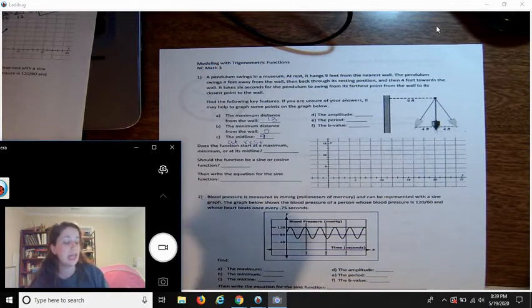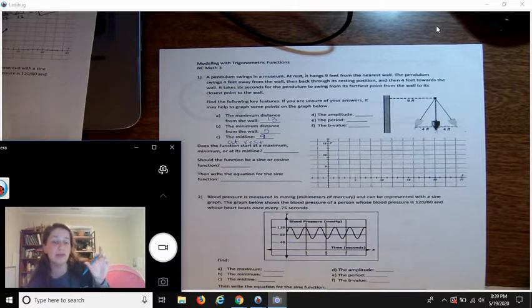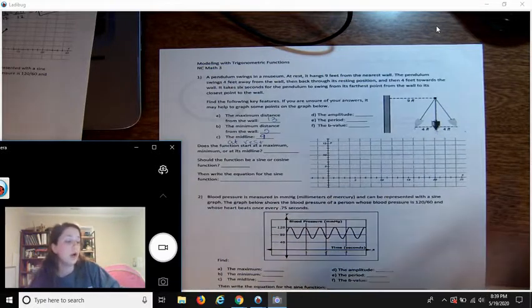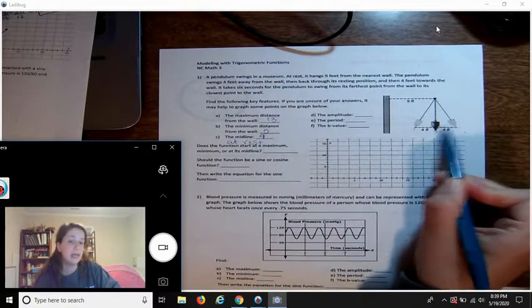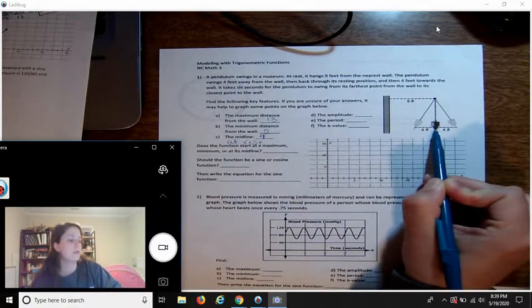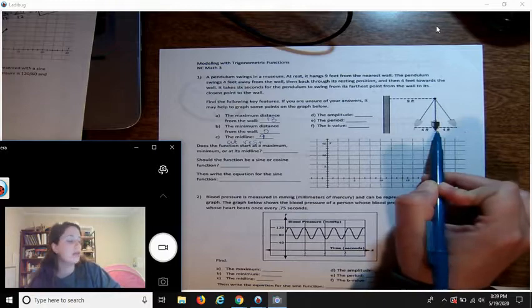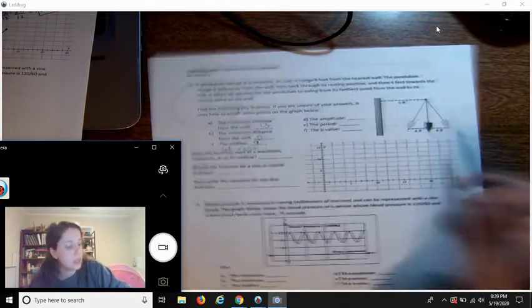So it asks for the amplitude. Now the amplitude, if you remember, is halfway between the max and the min, or the distance from the max to the midline, or the distance from the min to the midline. So in either case, this is going to be this 4 units right here.